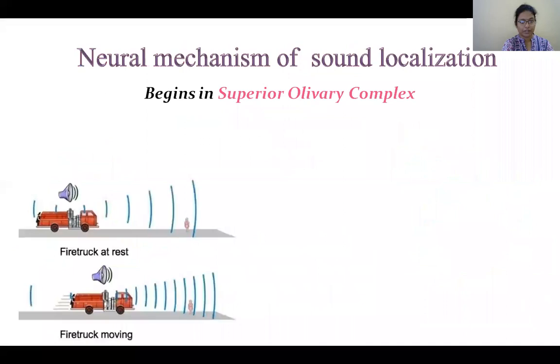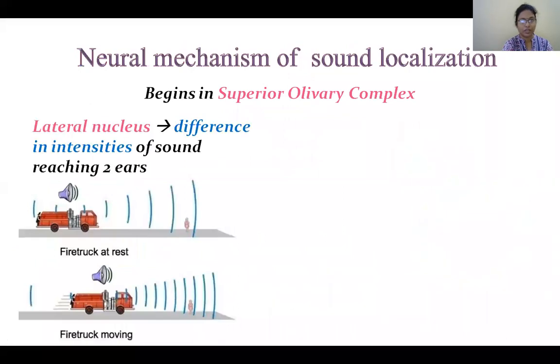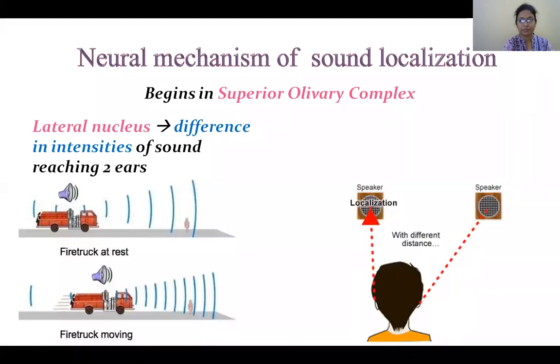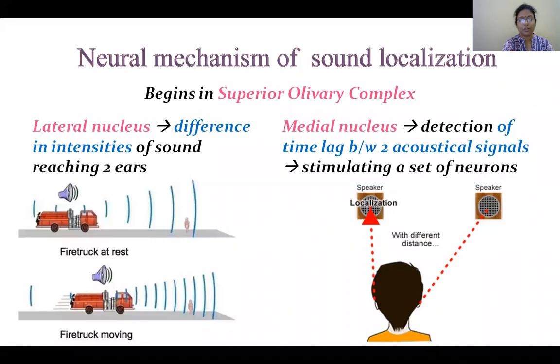For example, here, the fire truck at rest. As the fire truck is nearing, the intensity of the sound goes on increasing. So here the lateral nucleus plays a role in determining the difference of intensities of sound waves reaching both the ears. Whereas here, the medial nucleus helps in determining the time lag between two acoustic signals, that is for the horizontal sound.